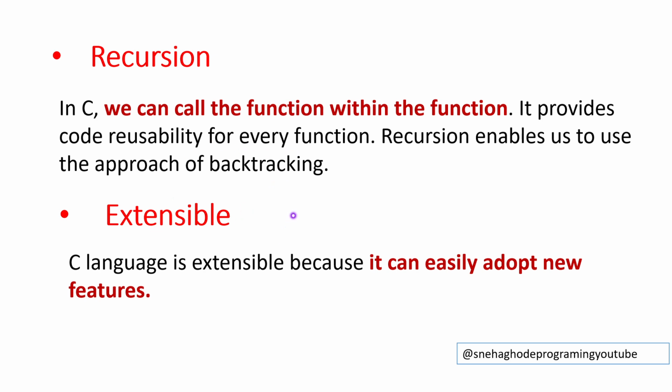Then after that, extensible. The C language is extensible because it can easily adapt new features. So the C language evolved with some extra features, the object oriented programming, and it is totally called C++. So that's why it is called an extensible programming language.